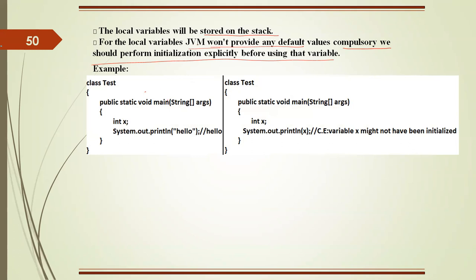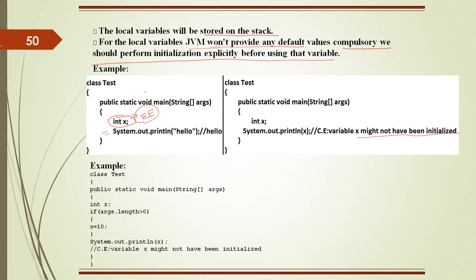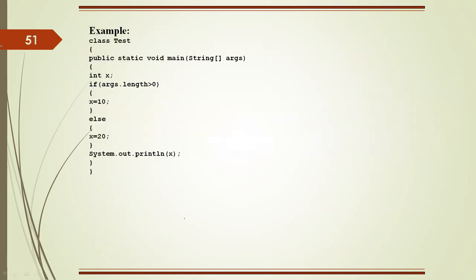If we declare a local variable like that, it will give a compile time error: variable might not have been initialized. We can initialize it. Here is an example: public static void main, int x. If args.length is greater than zero, then x equals 10 and System.out.println. But args.length is nothing, so it might not have been initialized. Perfect. Else 20. Now it won't give an error. Why? Because x is initialized. If x is not initialized, then x equals 10.